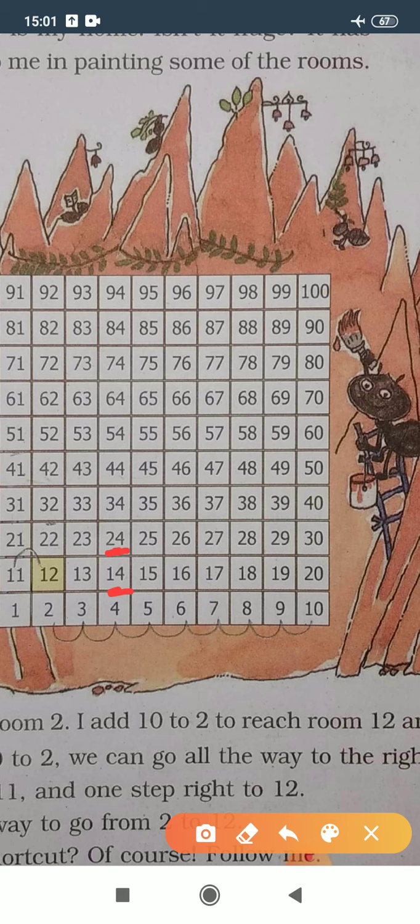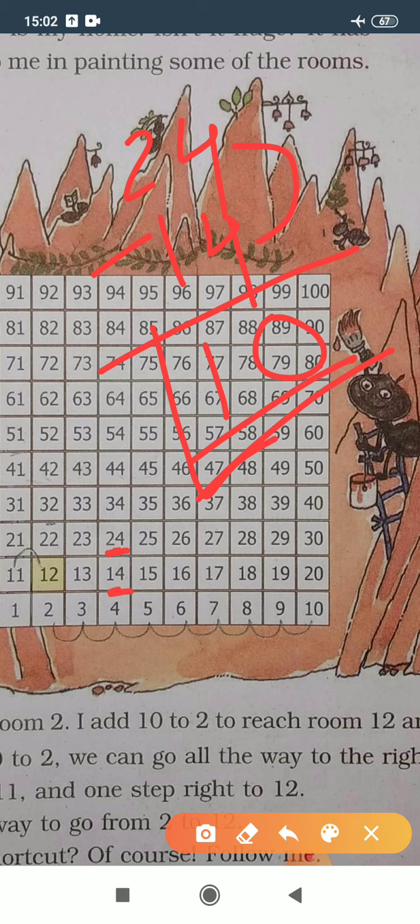But how many steps? For that we need to find out how many jumps have been taken. So simply we need to subtract these two numbers. So 24 minus 14. 4 minus 4 is 0. 2 minus 1 is 1. So how many steps has he taken? He jumped 10 steps to reach 24.